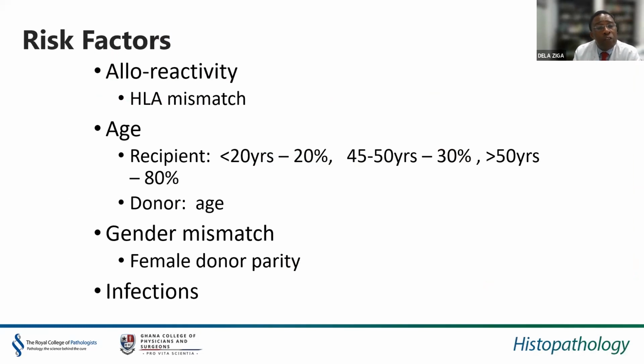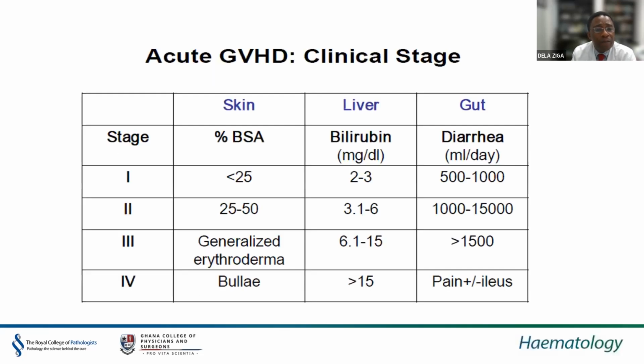Risk factors for GVHD include alloreactivity. If there's a mismatch, for any one allele mismatch, there is an increased risk of GVHD of about 10%. Age is also an indicator. The younger the age, the better. The gender mismatch we spoke about, and infections like CMV can trigger GVHD by revving up the alloreactive T cells.